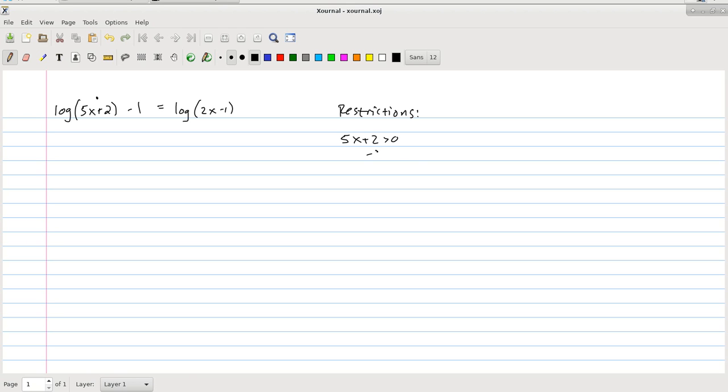Let's solve for x. We subtract 2 from both sides of the equation, which leaves us with 5x greater than negative 2. Then we divide both sides by 5. We get that x is greater than negative 2/5.